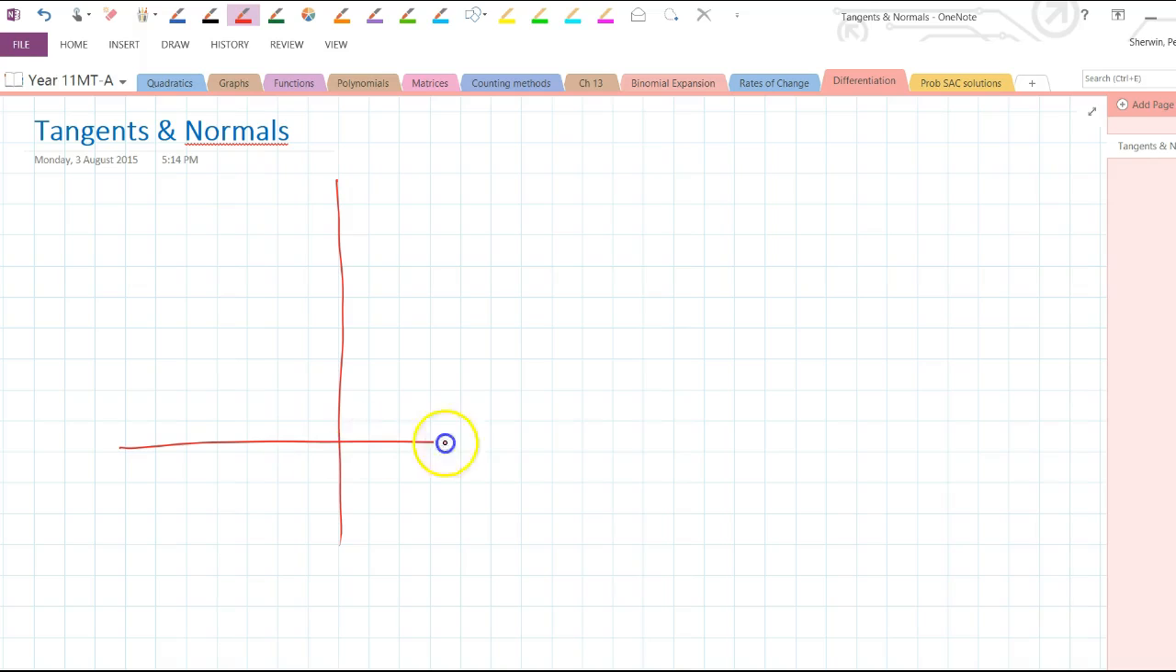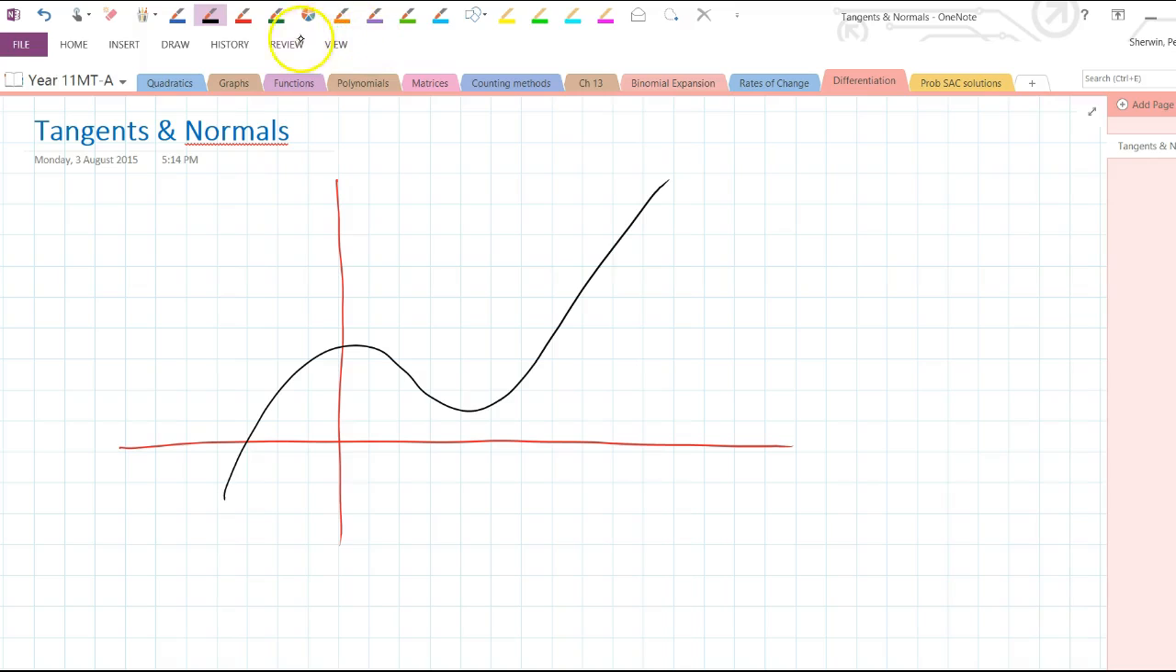Okay, to recap what we just did, if we've got a curve like so, and we look at this point here, then the rate of change of the curve at that point, or the gradient of the curve at that point, is equal to the gradient of the tangent at that point. So that's the tangent to y equals f(x) at A.